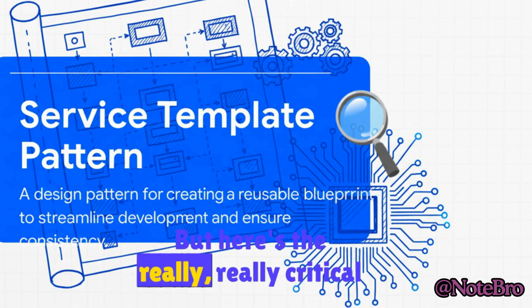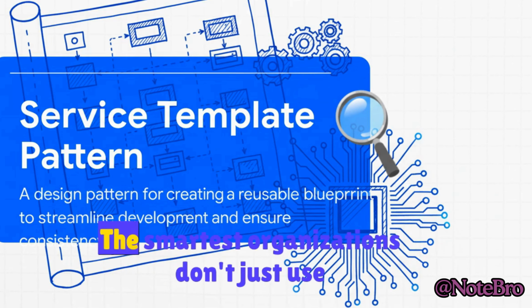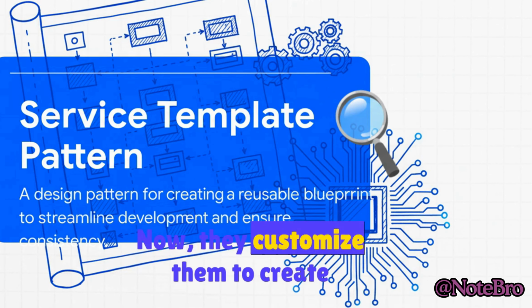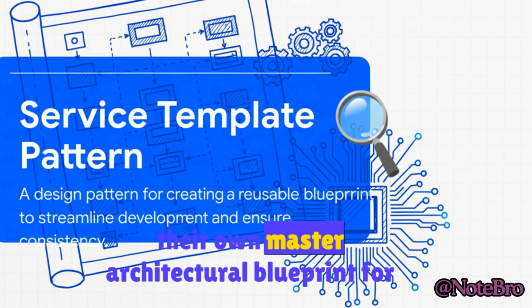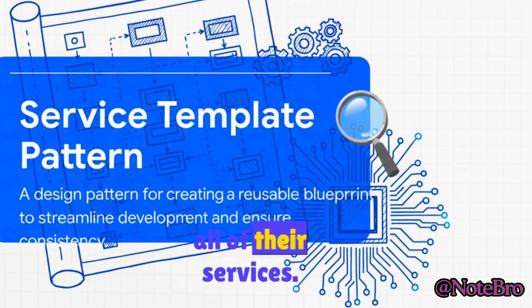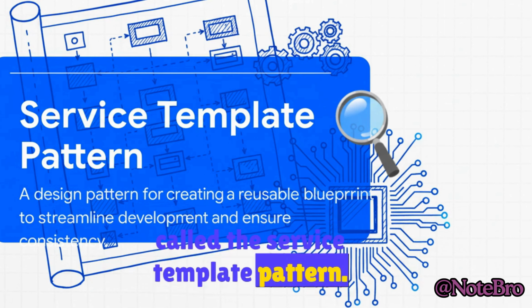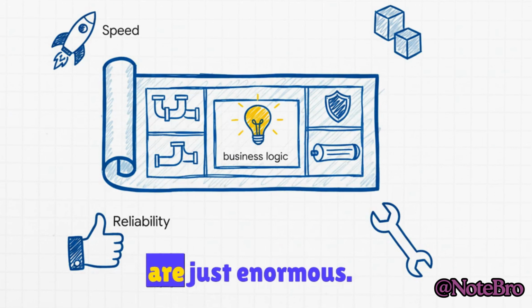But here's the really critical insight. The smartest organizations don't just use these kits off the shelf. No, they customize them to create their own master architectural blueprint for all of their services. And this incredibly powerful idea is called the service template pattern. And the benefits of doing this are just enormous.